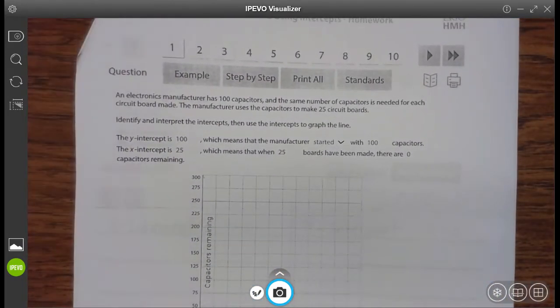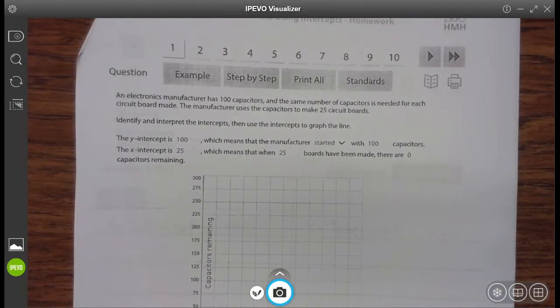Example 1. An electronics manufacturer has 100 capacitors, and the same number of capacitors is needed for each circuit board made. The manufacturer uses the capacitors to make 25 circuit boards. Identify the intercepts, then use the intercepts to graph the line. The y-intercept is 100, which means that the manufacturer started with 100 capacitors. The x-intercept is 25, which means that when 25 boards have been made, there are 0 capacitors remaining.